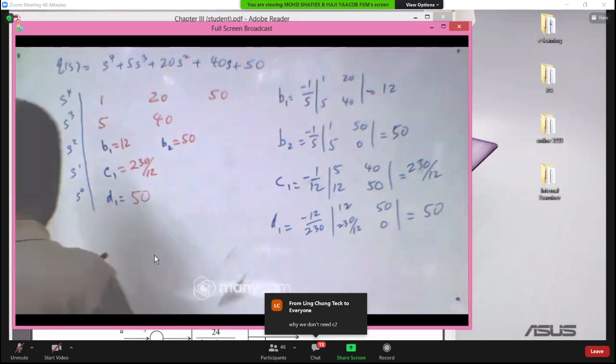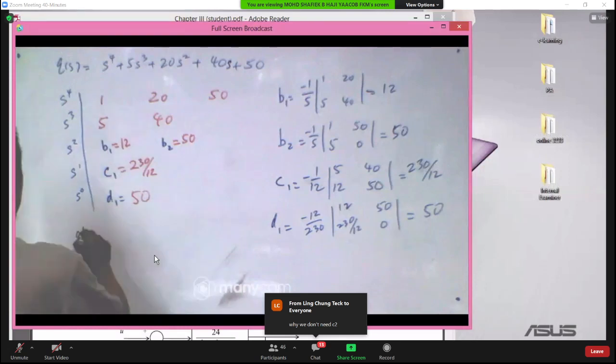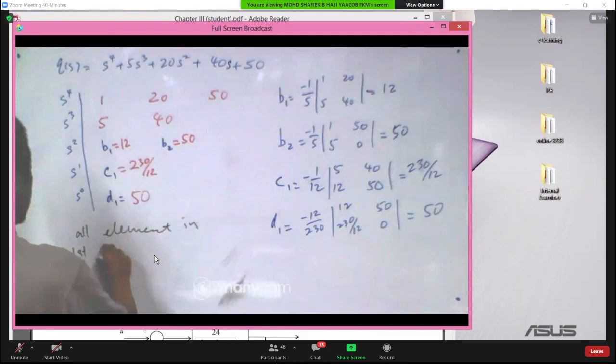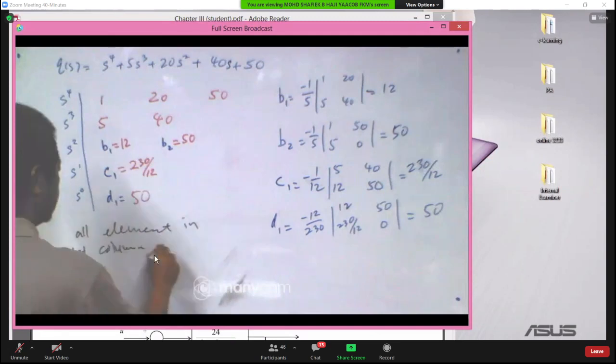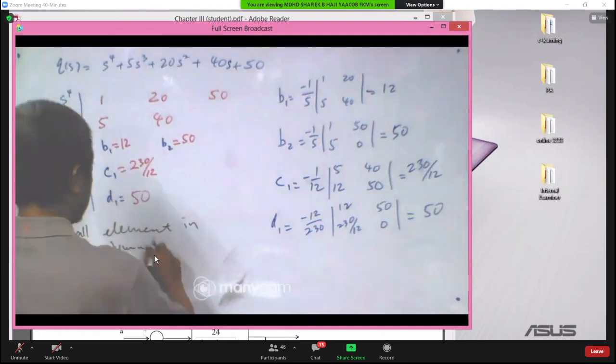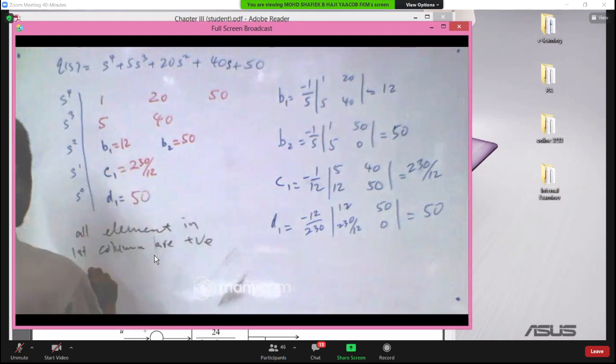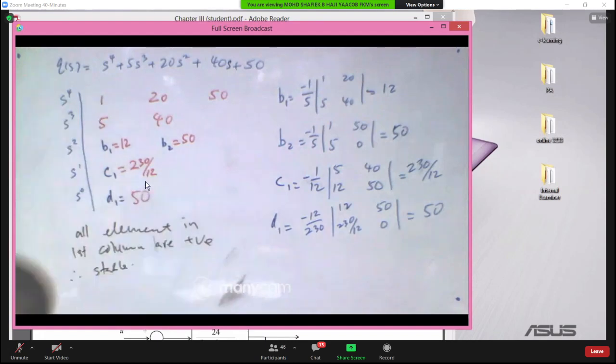All elements in the first column are positive. Therefore, the system is stable. See, all the elements in the first column are positive, then you say that the system is stable.